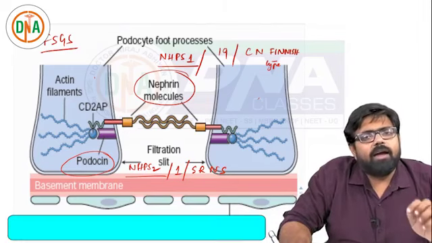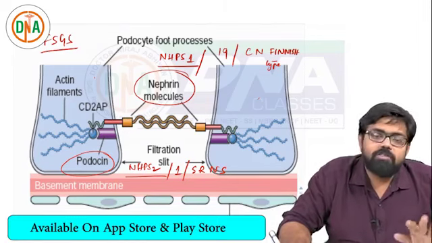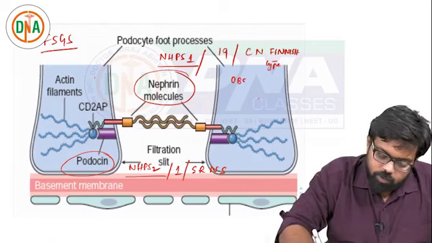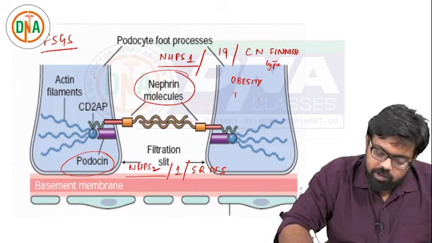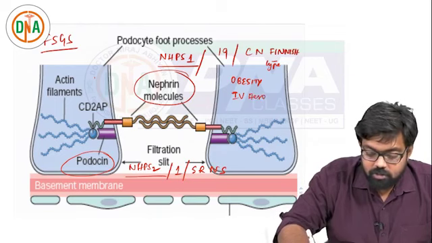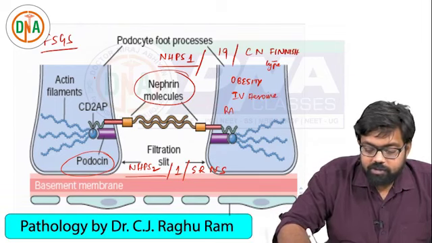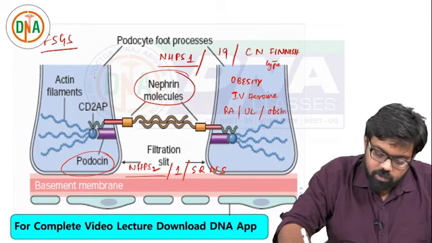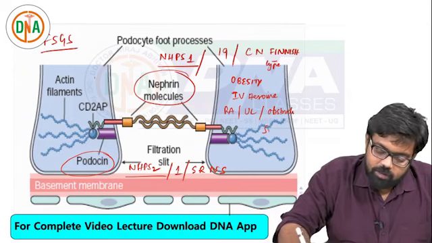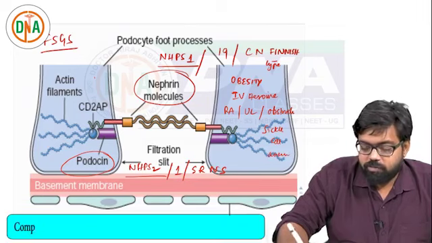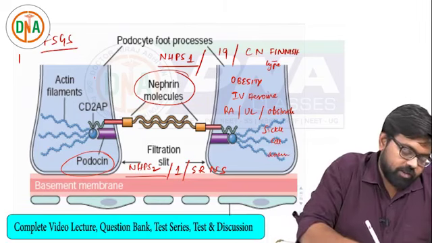And other very important etiologies of FSGS will be obesity. So you have obesity. Next one is IV drug abusers or IV heroin addicts, renal ablation, unilateral kidney, any chronic obstruction, okay, sickle cell anemia, okay. So all these are the causes of FSGS, and most commonly it is HIV.